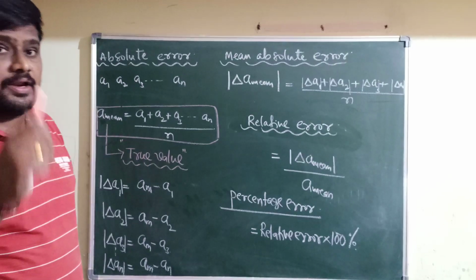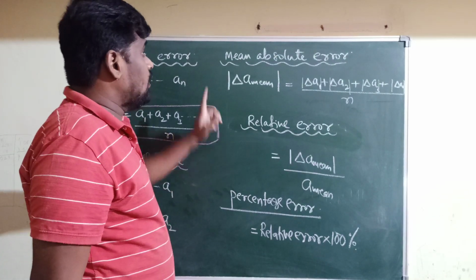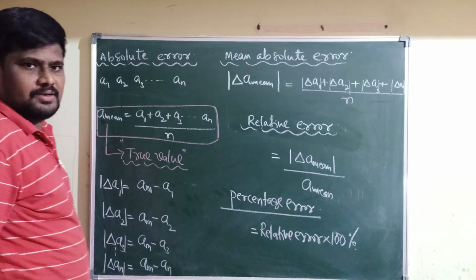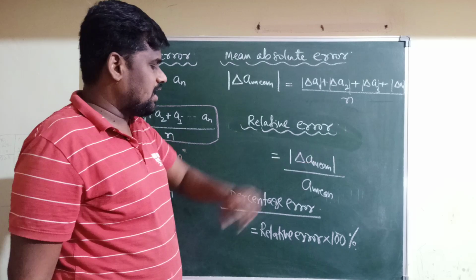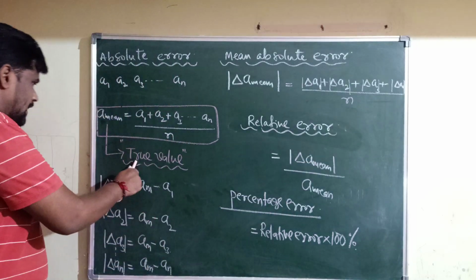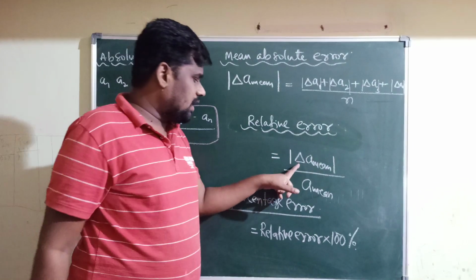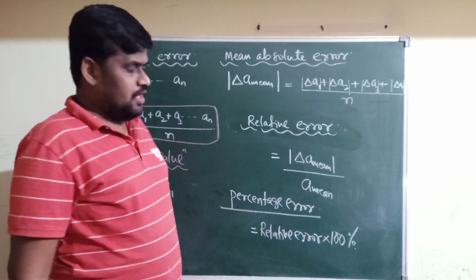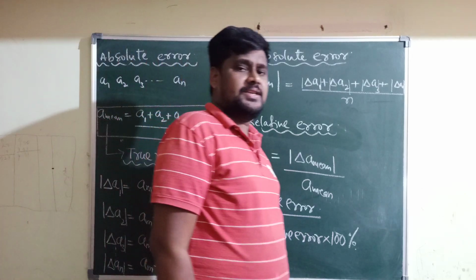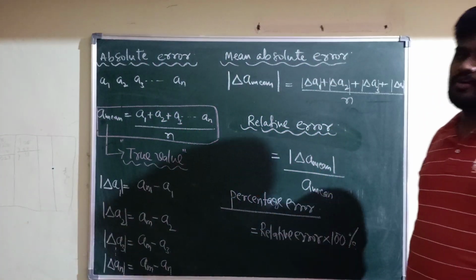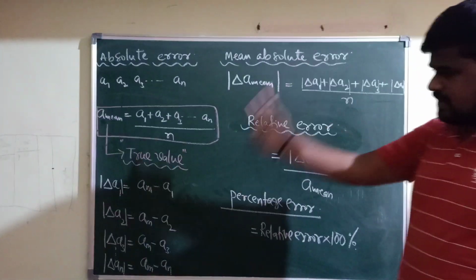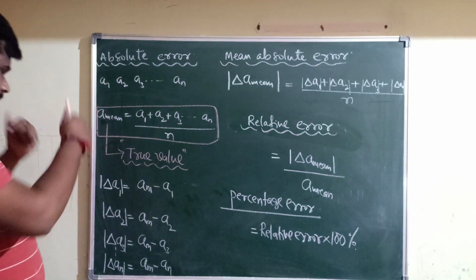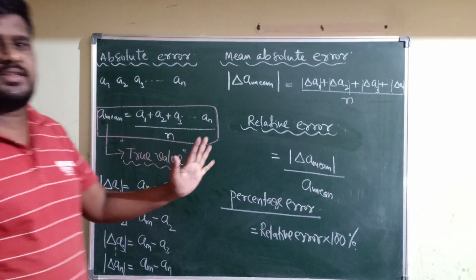Then comes relative error. What is relative error? Relative error is a ratio of mean absolute error to the true value of measurement. Mean absolute error is given by delta A mean divided by true value, which is given by A mean. This delta A mean divided by A mean is called relative error. If we express relative error in percentage, then it is called percentage of error. So in the error analysis, the purpose of the modulus that I have used here is to express the errors as positive.